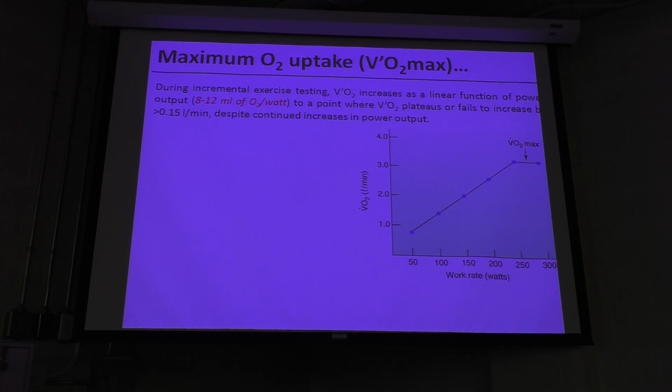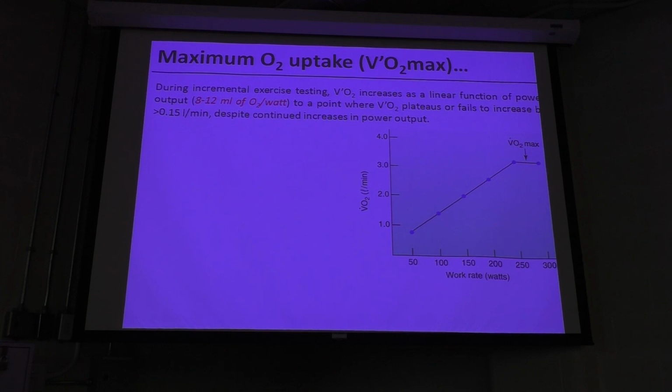VO2 increases as a linear function of increasing power output, typically at 8 to 12 milliliters of oxygen per watt on a cycle ergometer. So this would be a normal range. We use this range as an indication of muscle metabolic efficiency. And it gives indications of whether or not the muscle is incredibly deteriorated in terms of its function. There's a circulatory impairment, a muscle metabolic impairment, a myopathy, or something like that.